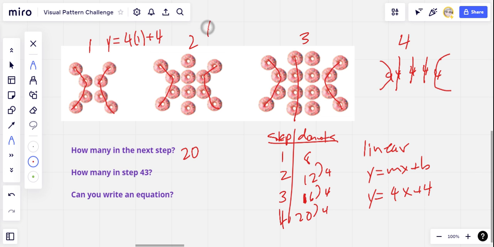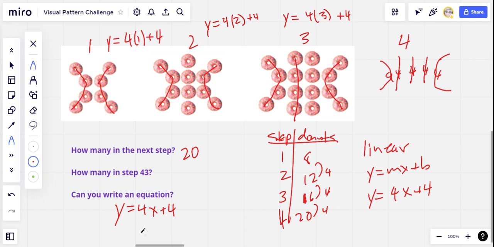Does that work in step 2? So y equals 4 times step 2 plus 4. 4 times 2 would be 8, plus 4 would be 12, and yes, that's how many we have here. How about step 3? y equals 4 times 3 plus 4. 4 times 3 is 12, plus 4 is 16. Yes, that's what we have in step 3. So this equation, y equals 4x plus 4, looks pretty good.